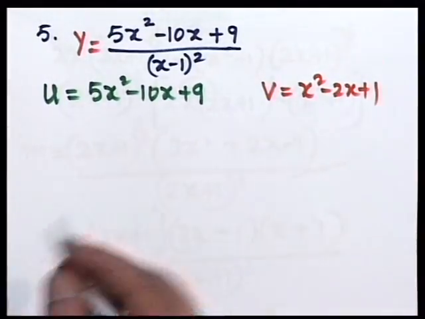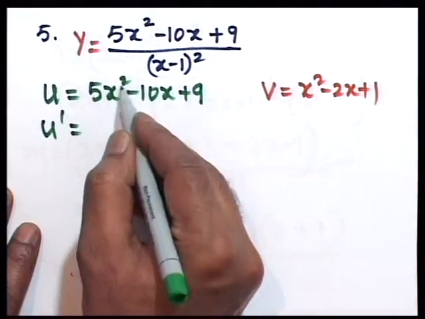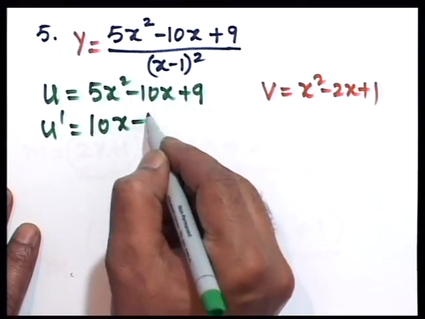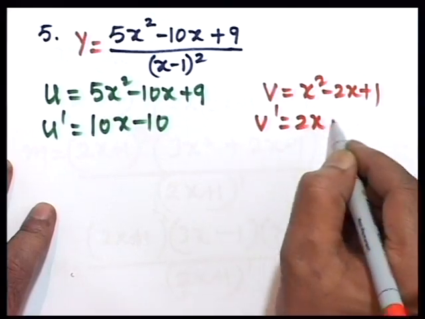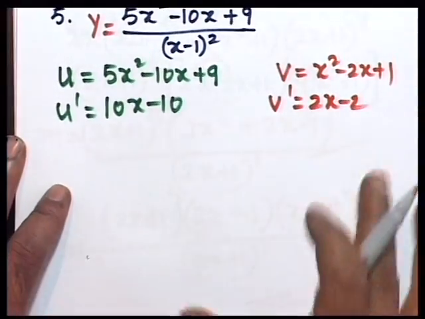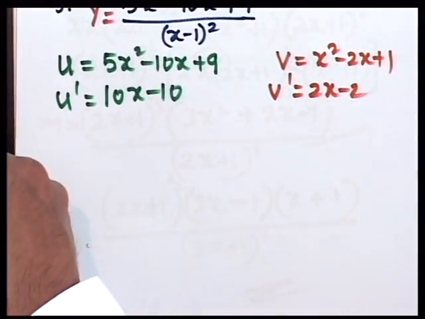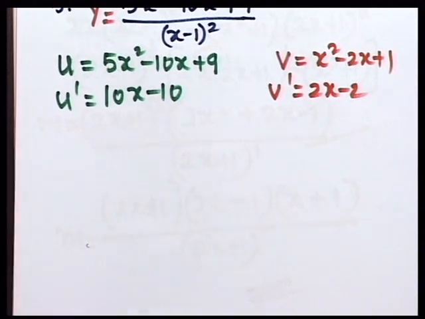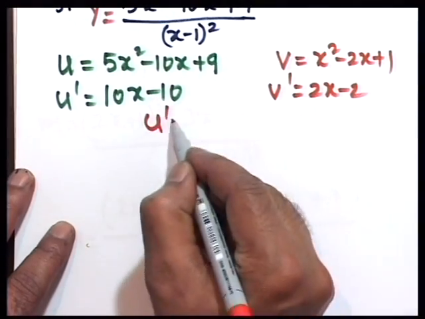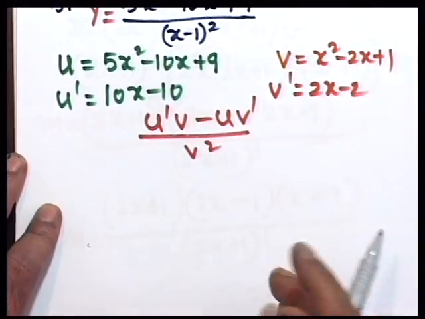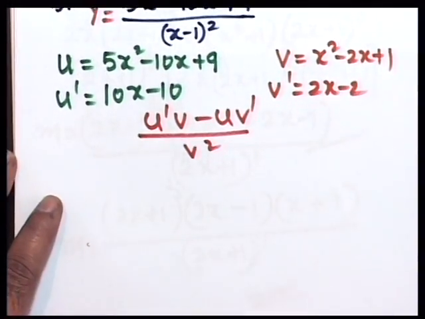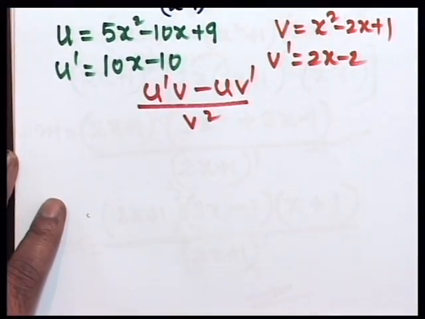Let's find u dash, which is pretty easy. 10x minus 10, lovely. And v dash, you all know, 2x minus 2. That's all the 4 ready for us to apply and then solve the sums. We can write the rule now, u dash v minus uv dash divided by v squared, please. As I said, v squared, I will come to that in the end.